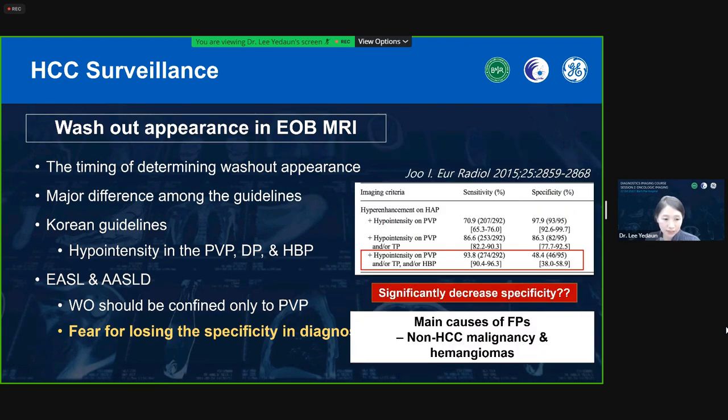The DCT studies published in 2015 warned that the specificity would be decreased to less than 50% if we encompassed hypointensity during the transitional or hepatobiliary phase as washout. However, if we take a closer look at the data, we can see the majority of false positive cases were hemangiomas and cholangiocarcinomas, which can be easily excluded based on ancillary imaging features.